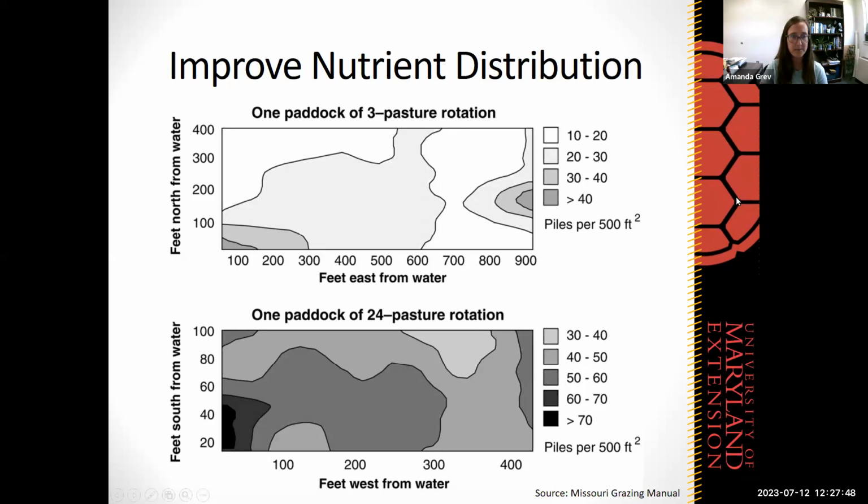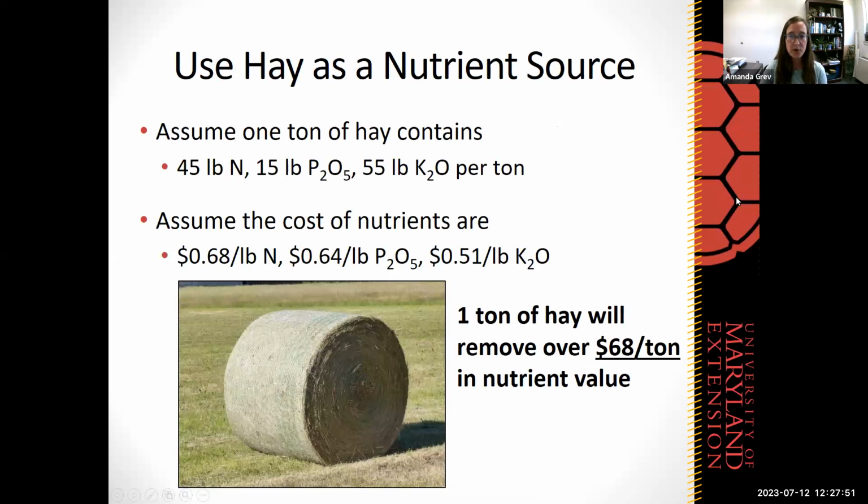So I encourage you to also use not only your manure, but your hay as a nutrient source. This is the same slide we saw earlier. So 1 ton of hay contains those average nutrients. We're using the same cost for those nutrients we said earlier, and we can calculate out that dollar value of $68 per ton in nutrient value.